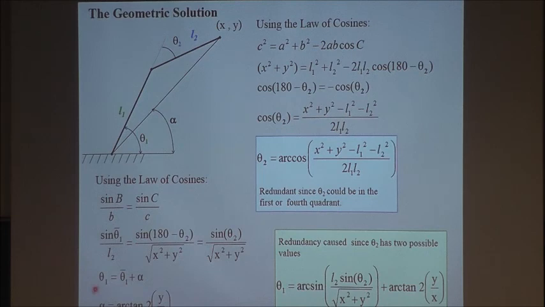So theta 1 is theta 1 bar plus alpha. This is alpha, and this is theta 1 bar, which I showed you right here. But alpha is arctangent 2 of y over x. We know that. So theta 1 is going to be arc sine of L2 sine theta 2 from the law of sines, plus arctangent 2 of y over x. You see that?